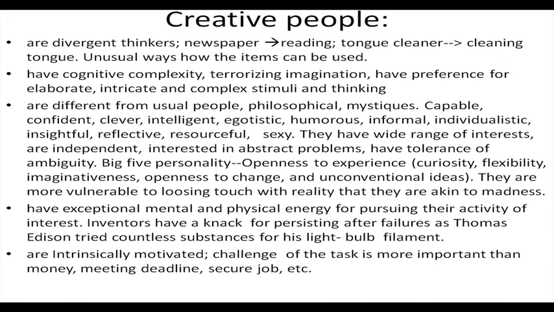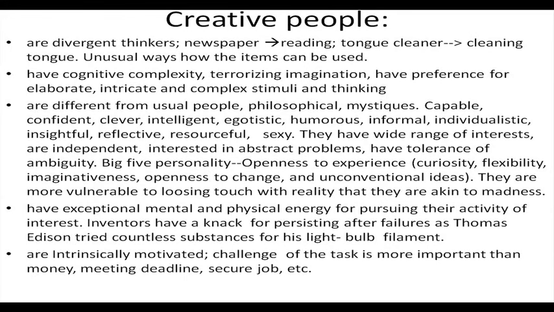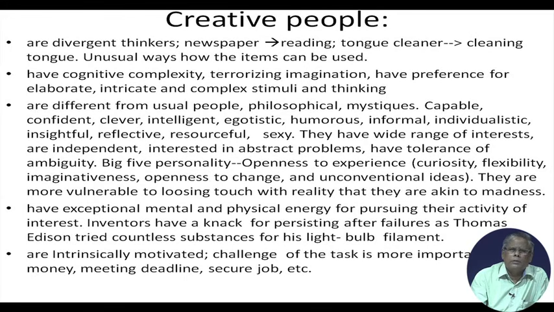So, this creativity is shown by creative people and they have various attributes. As you have seen in the earlier slides and heard from me, creative people are divergent thinkers. They can think of a variety of ways a newspaper can be used, like a child. The child can make a kite out of the newspaper. The tongue cleaner is used for cleaning the tongue, but the child can write a C with it. He can make an O by joining two tongue cleaners.